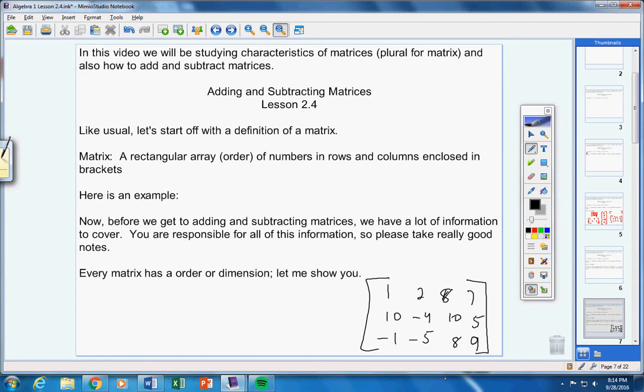Okay, if I asked you what is the order or dimension of this matrix, you would count the rows first. 3 rows. Count the columns. 1, 2, 3, 4. So this is called a 3 by 4 matrix. A 3 by 4 matrix. Okay, so I hope you guys understand how to find the dimension or order of a matrix.